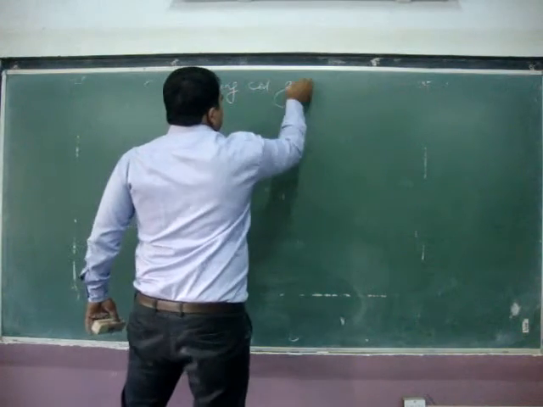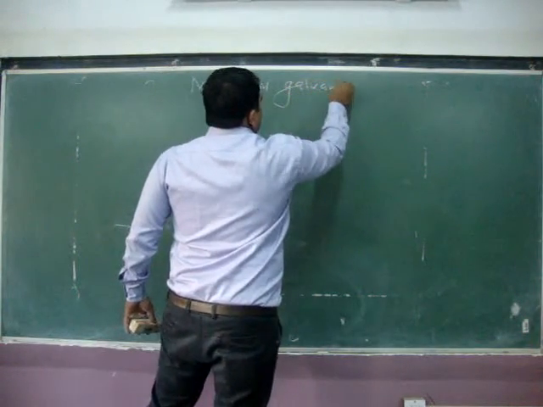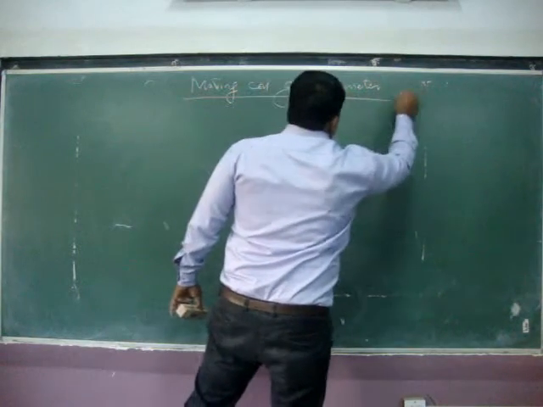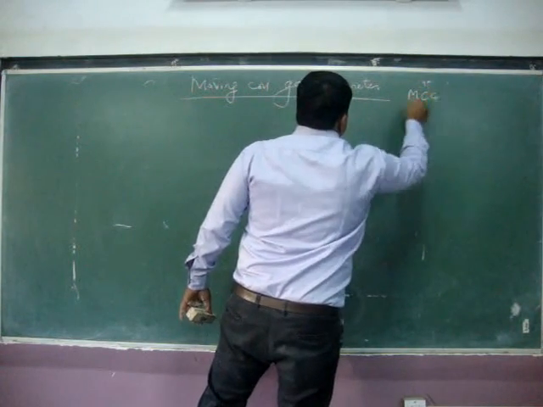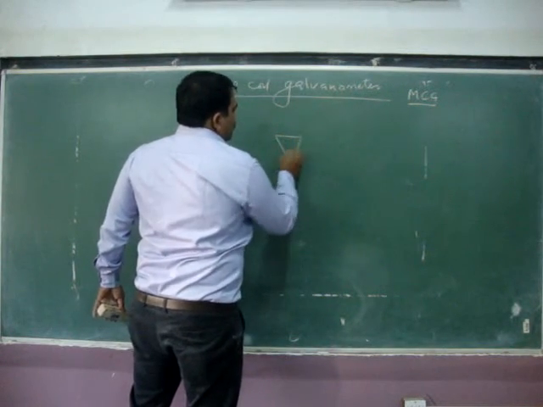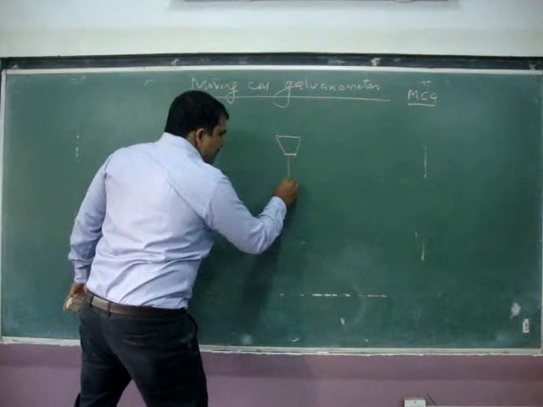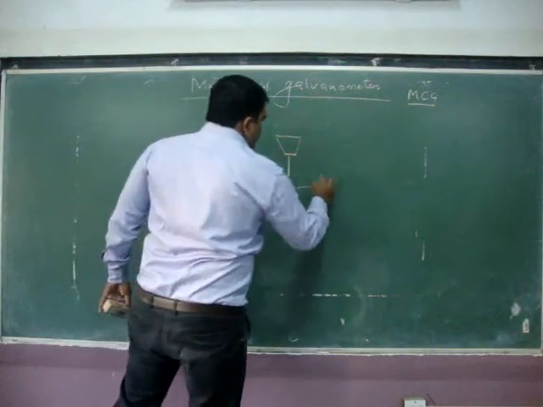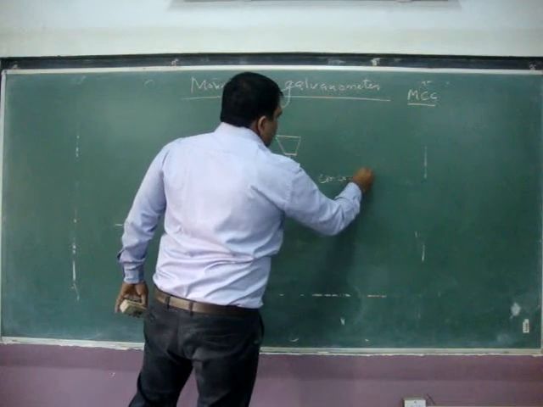Moving coil galvanometer, that is MCG. So first of all we draw a torsion head. From there we suspend a wire which is made up of phosphor bronze, and there is a concave mirror. You can draw the concave mirror like this.